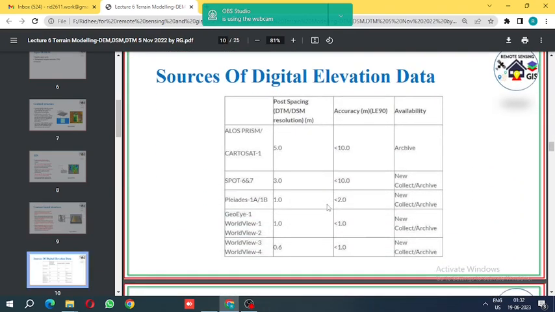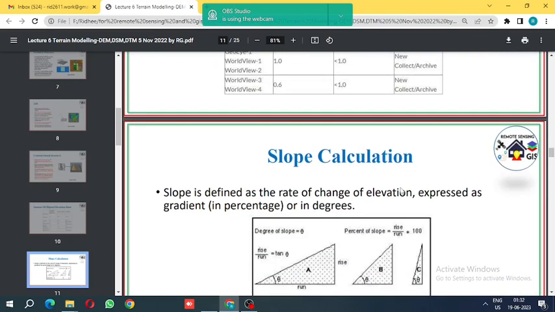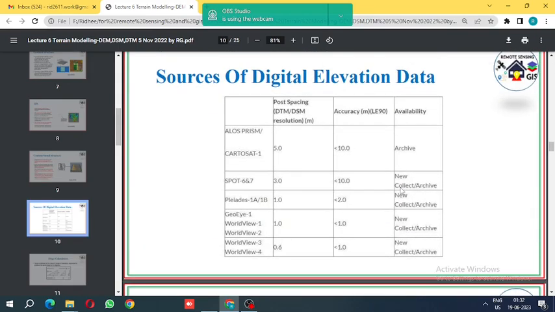Now coming to the sources of digital elevation data, there are many sources, you can see them here, and there are a lot of other applications of DEM. This is just an introduction: what is DEM, what is DSM, what is DTM, and what are the types of DEM. We will not go into the details here, because we will cover the details in our classes. So this is just an introduction to the DEM, digital elevation data.